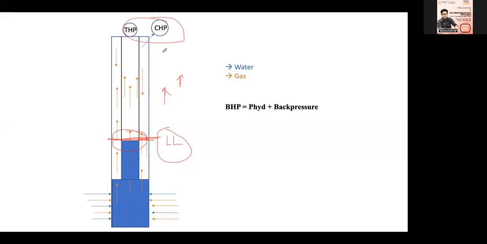One thing you can also use is the echometer, which is the acoustic survey, usually used in artificial lift like sucker rod pumping. You will be shooting some acoustic waves down your annulus and getting the reflection. So based on the velocity of the sound waves, you are able to calculate the liquid level also.